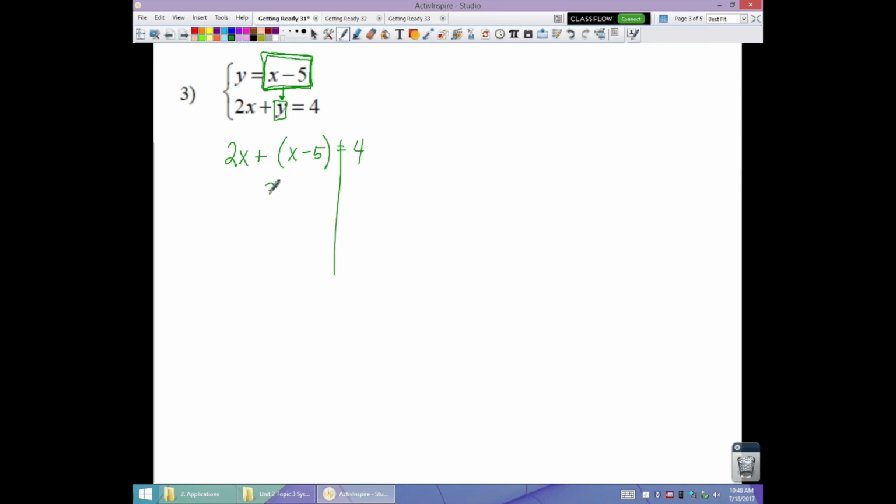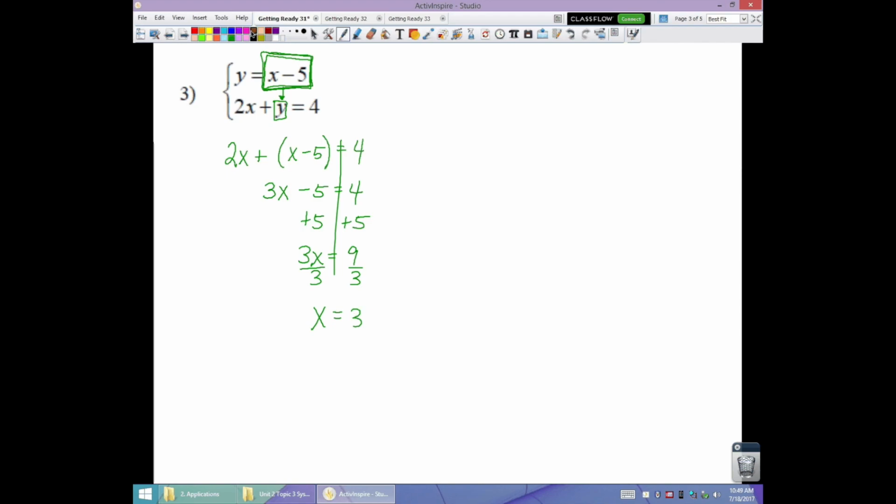2x plus 1x is 3x. Minus 5 equals 4. Add 5 to both sides. So 3x is equal to 9. And divide both sides by 3. Your x value is 3.